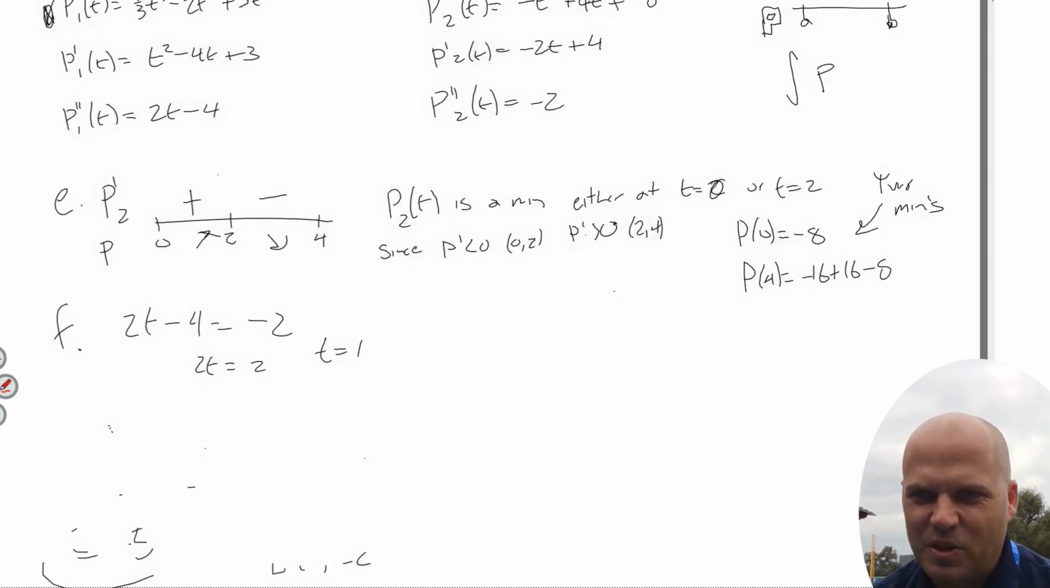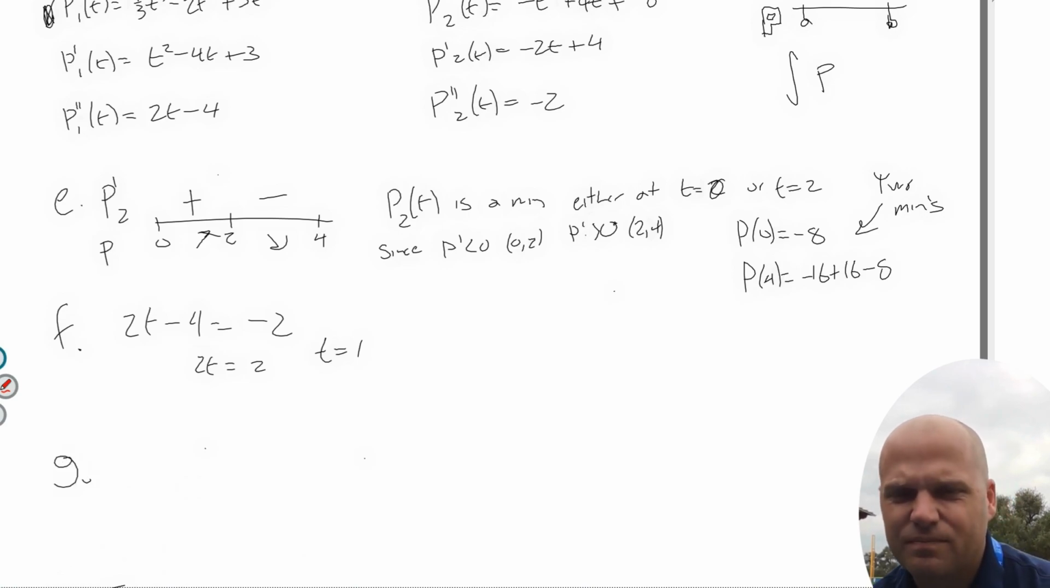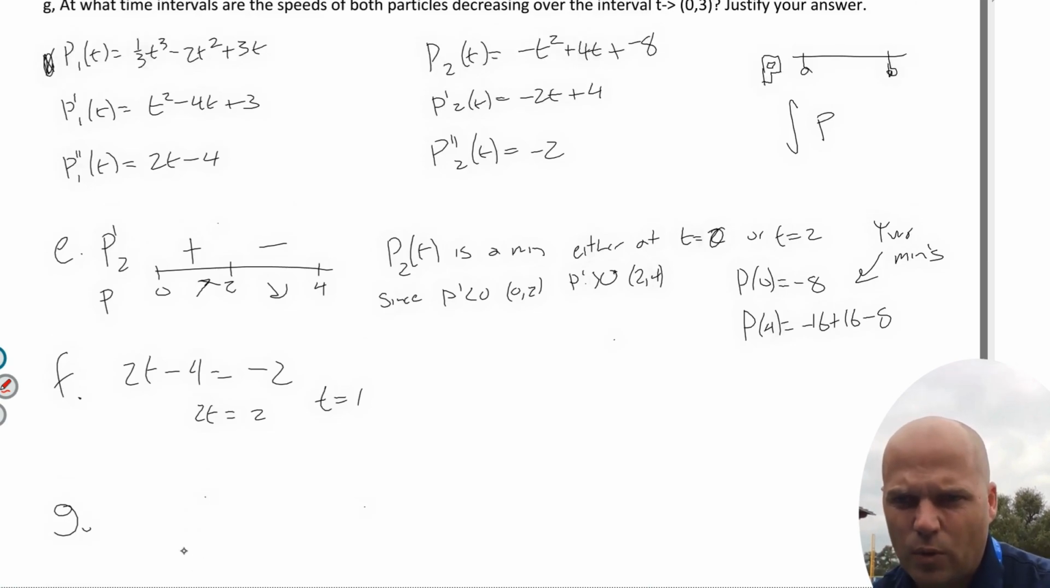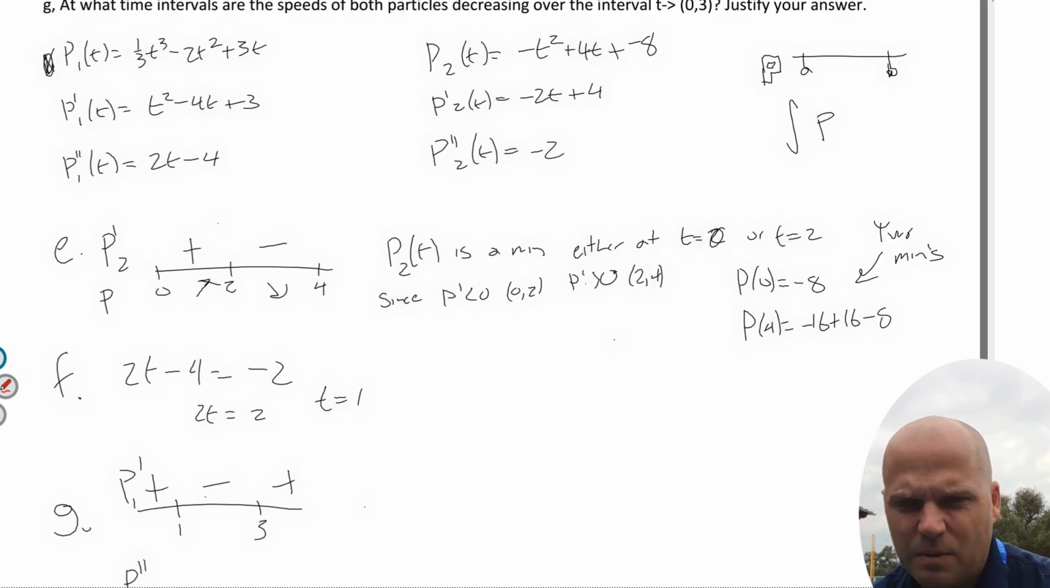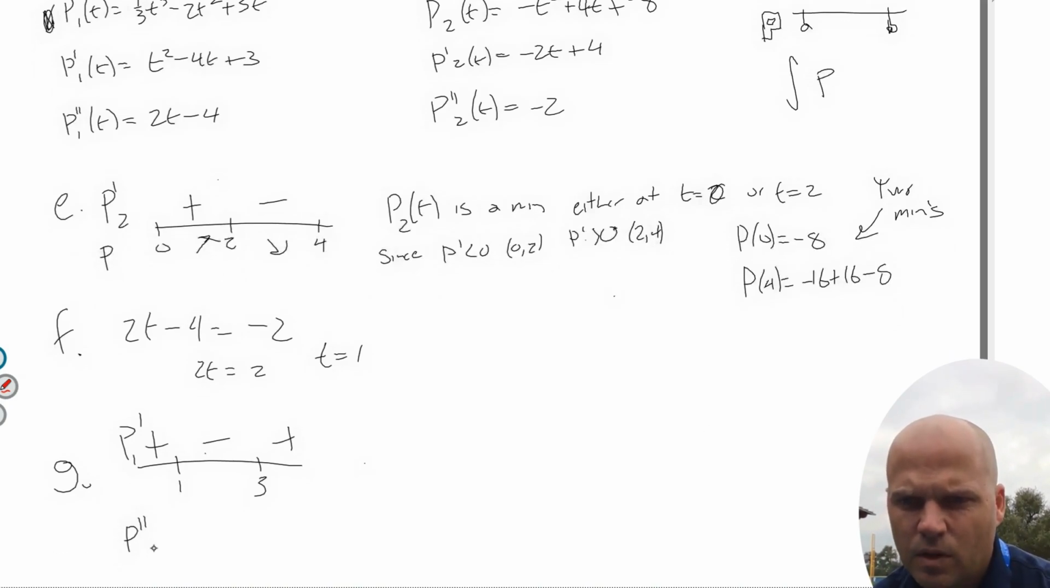At what time intervals are the speeds both decreasing? All right. So we need to look at the signs of V and A on top of each other. We probably should have had this earlier, but whatever. P prime for particle 1 is positive, negative, positive. I looked at the derivative. So that's my velocity values. P double prime is going to be focusing around 2. That's when my second derivative is equal to 0.